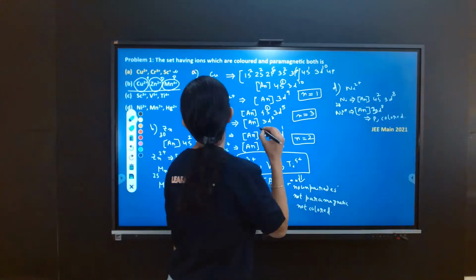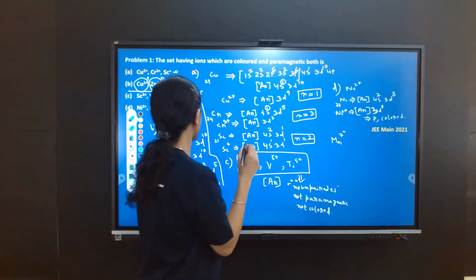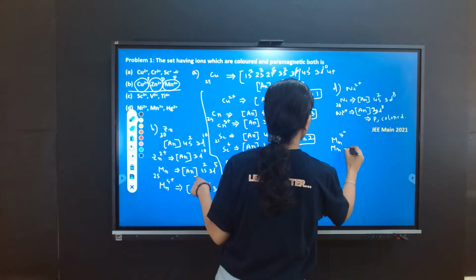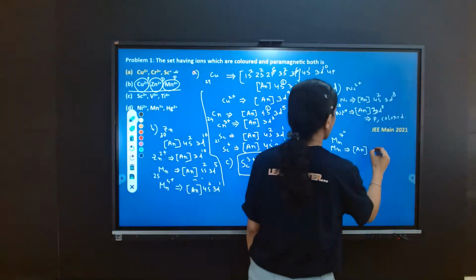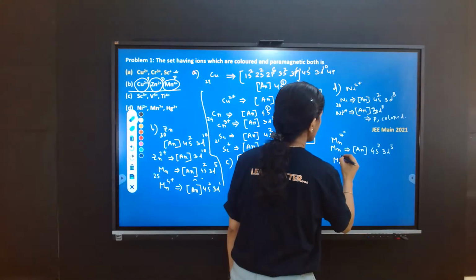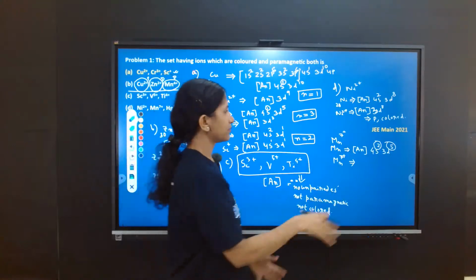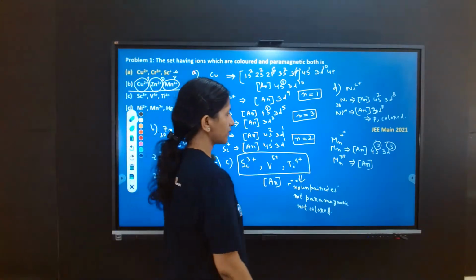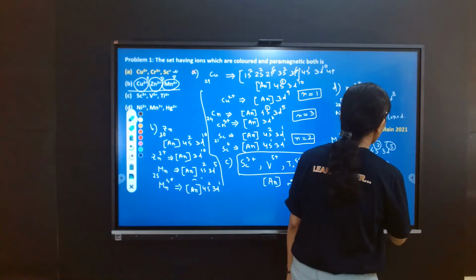Now let's check for manganese 7+. We have already seen that manganese has the electronic configuration argon 4s2 3d5. Now if you consider manganese 7+, all these 7 electrons from the 4s and 3d orbitals will be removed and you will end up with the electronic configuration of argon for manganese 7+. So of course this is diamagnetic because it does not have any unpaired electrons, and it is non-colored.